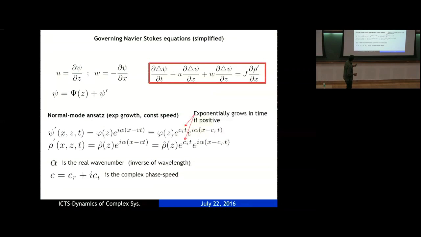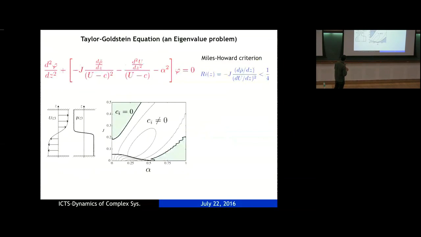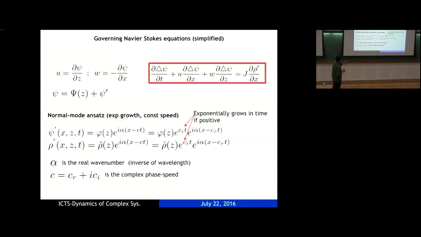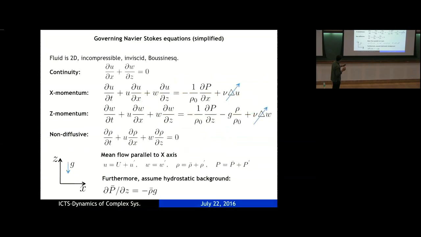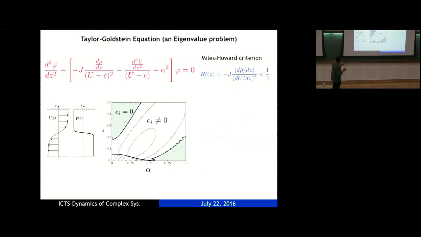If there is a growth, if you expand it, the growth is this. So if Ci is positive, the thing will keep on growing with time, exponentially. And this is a wave-like perturbation. So this is just simply the wave equation that is moving. The exponential growth, if positive, if everything is fine, you play this game, and on substituting it in this equation and using the density equation, these two equations, you get the standard, this is called the Taylor-Goldstein equation, an eigenvalue problem.